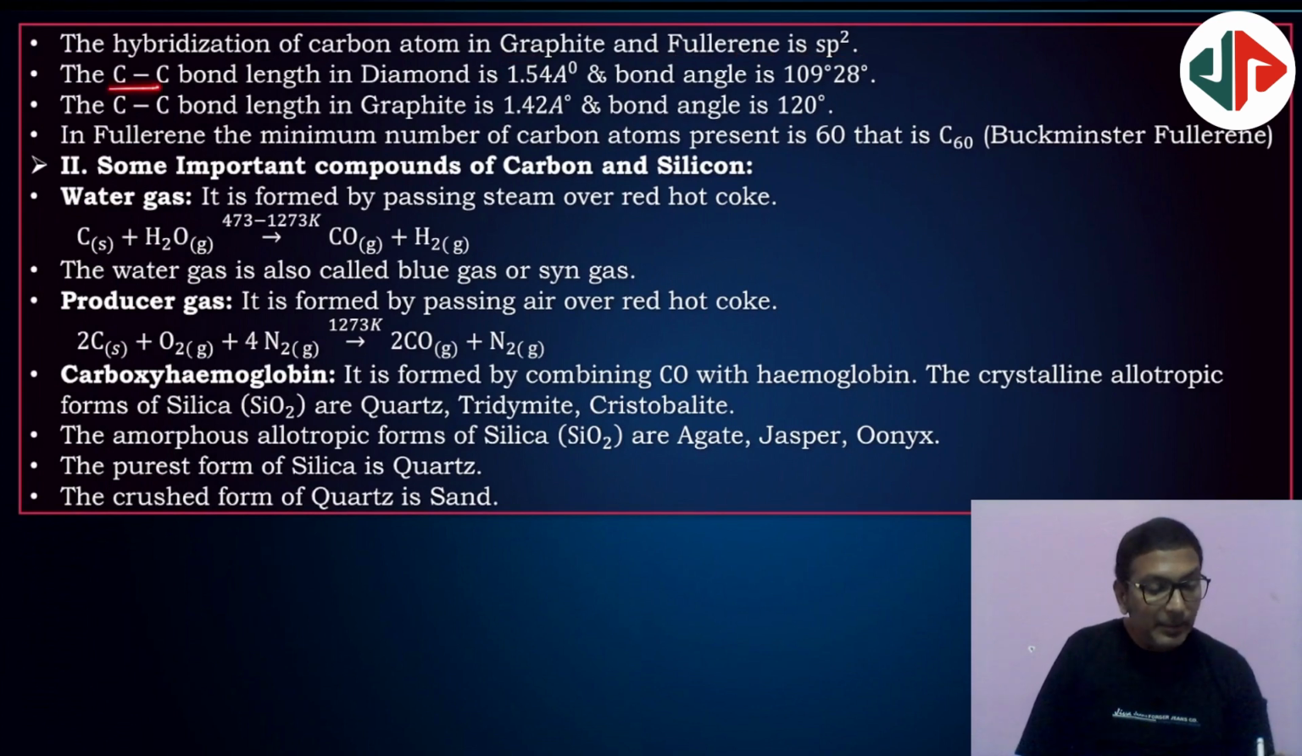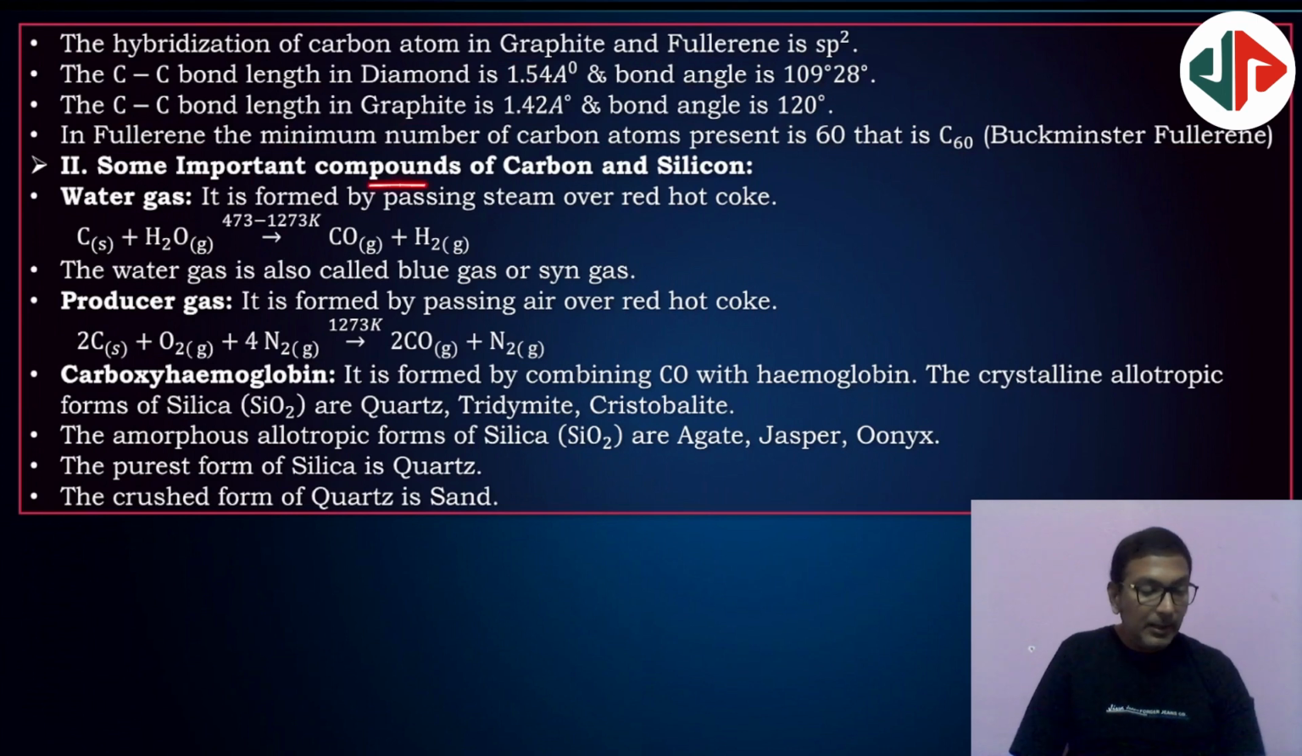Next, carbon-carbon bond length in diamond is 1.54 angstrom units. Bond angle sp3 angle 109 degrees 28 minutes. Next, carbon-carbon bond length in graphite is 1.42. Bond angle 120 due to sp2. See, in fullerenes, minimum number of carbon atoms present is 60. That means C60. So simplest fullerene is C60, Buckminster fullerene. So minimum number of carbon atoms in fullerenes is 60. C60 is also known as Buckminster fullerene.